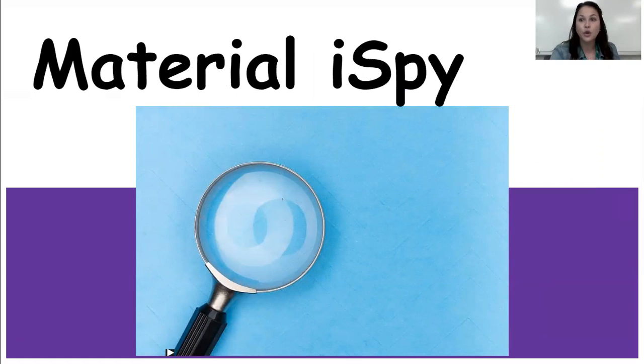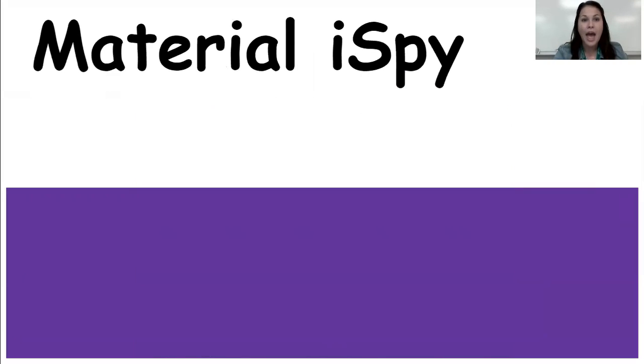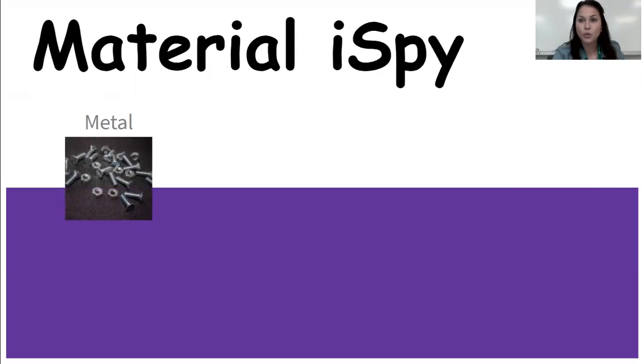I spy. So here is what you're going to do. I'm going to tell you a material, what something is made out of. I want you to look around your room, your house, wherever you're doing your work from, and think, is there anything around me that's made out of this material? Let's start with the first one. Metal. Is there anything around you that's made out of metal? I have a holder on my desk that's made out of metal. Is there anything in your house made out of metal?